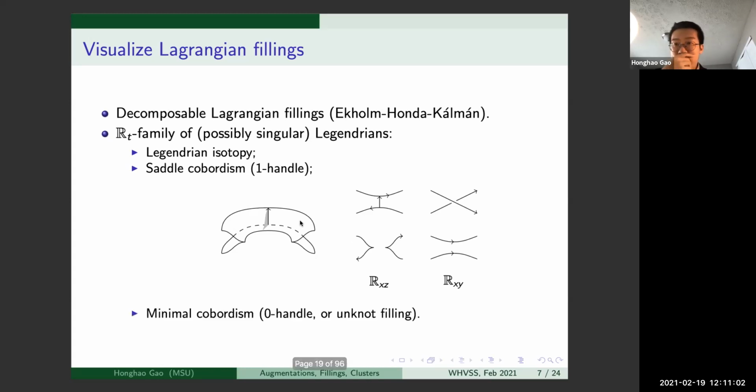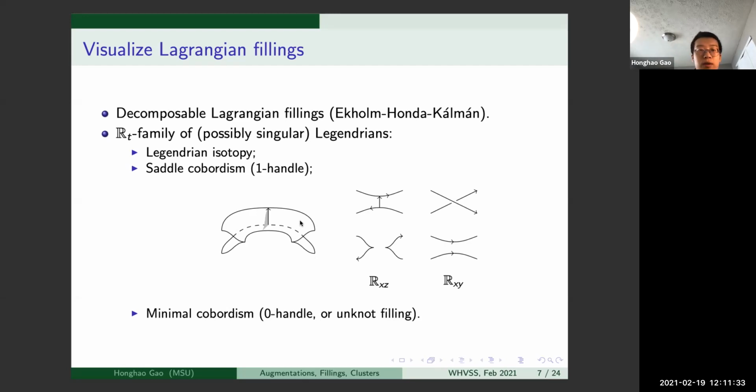Another one is the minimum cobordism. That's a zero-handle corresponding to the unknot filling that we talked about in the Eliashberg-Polterovich theorem. There's a unique filling for the unknot, and you just remove that. So any filling that's a concatenation of these three types of moves is called a decomposable Lagrangian filling by Ekholm-Honda-Kalman.